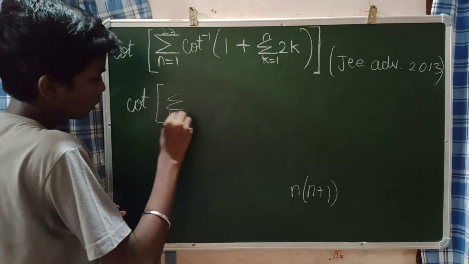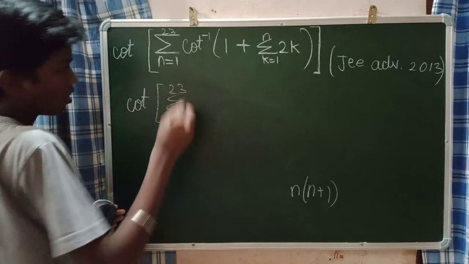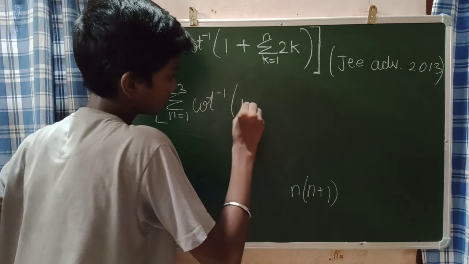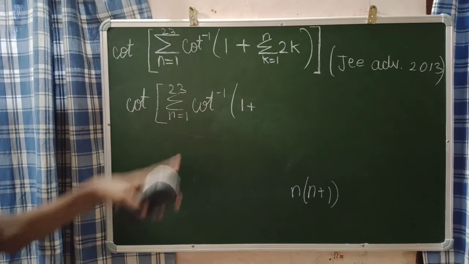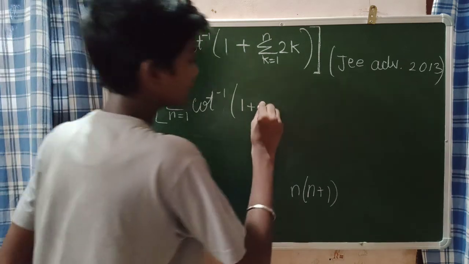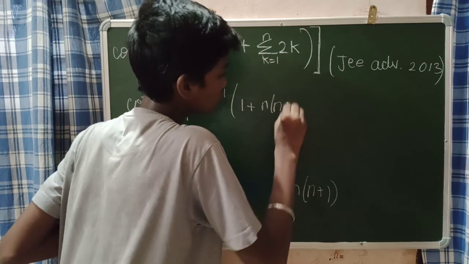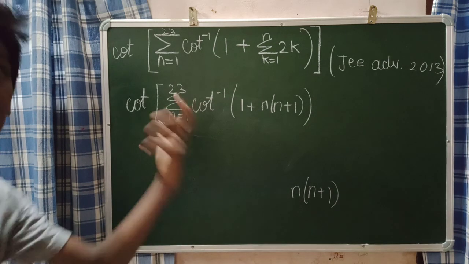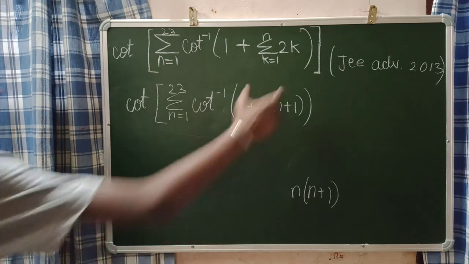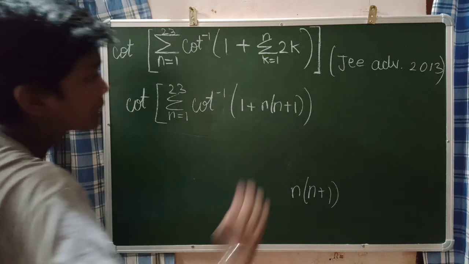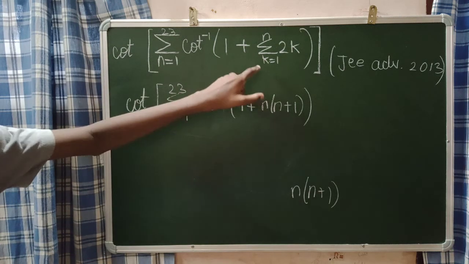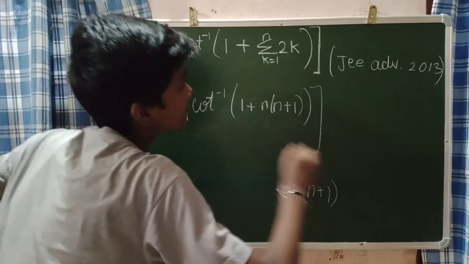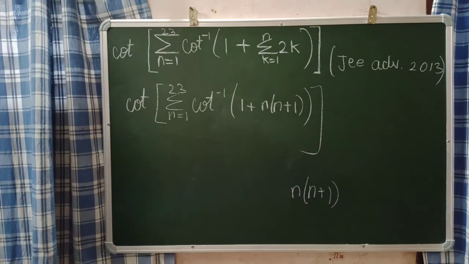of n is equal to 1 to 23 of cot inverse of 1 plus, what is the summation of 2k from k is equal to 1 to n? That is n into n plus 1. Just now we expanded and found the value of this particular small sigma notation. So the value of this summation is n into n plus 1. I just replaced the value as n into n plus 1. This is what you will get when you replace this summation by n into n plus 1.